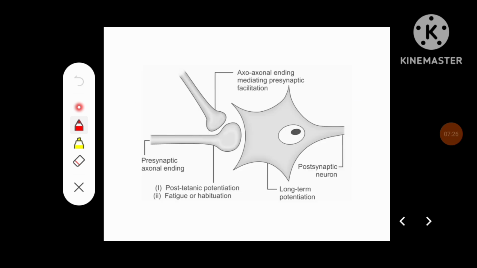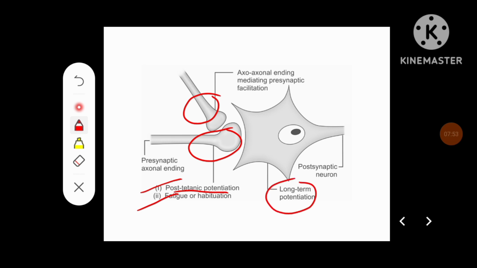So this diagram shows the site of the post-tetanic potentiation, and the fatigue or habituation, which occurs mainly in the presynaptic membrane, where with the post-tetanic potentiation there will be an increase in the calcium levels. And sensitization occurs because of the presynaptic facilitation, whereas long-term potentiation occurs because of the increase in the calcium levels, whereas long-term depression occurs because of the slow release of calcium or low levels of calcium in the postsynaptic membrane.